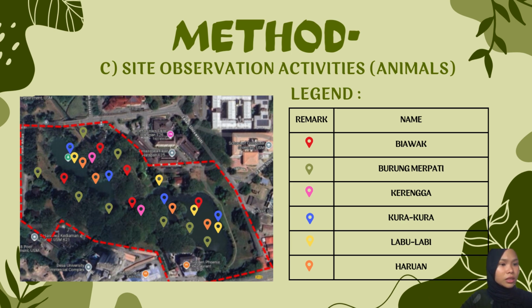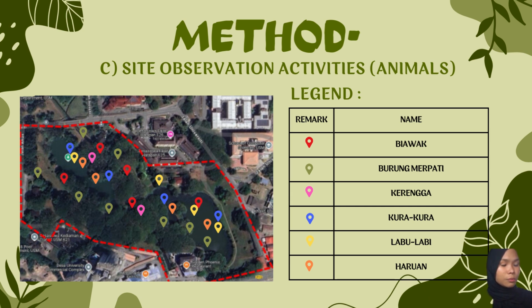The legend indicates the animals we caught, such as biawak represented by the red marker, burung merpati shown with the green marker, the kerengga identified by the pink marker, kura-kura using the blue marker, labu-labi marked in yellow, and haruan represented by the orange marker.